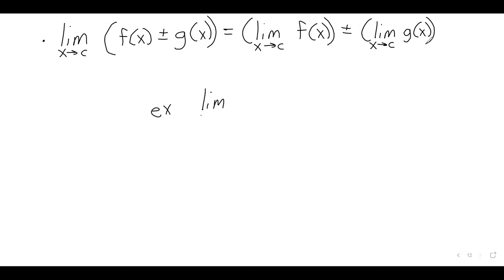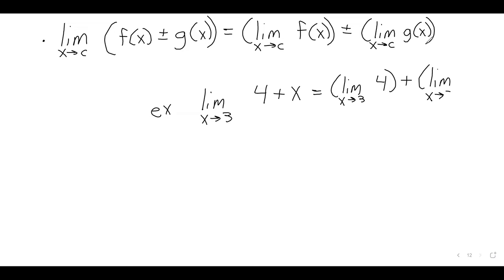So, for example, what's the limit as x approaches 3 of 4 plus x? Could whoever spoke speak louder? 7. 7 is correct. It's the limit as x approaches 3 of 4 plus the limit as x approaches 3 of x. And now each of these limits we can take. The limit of a constant is the constant. The limit of x is the number x approaches. 4 plus 3 equals 7.